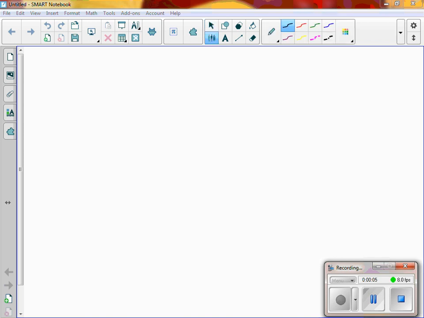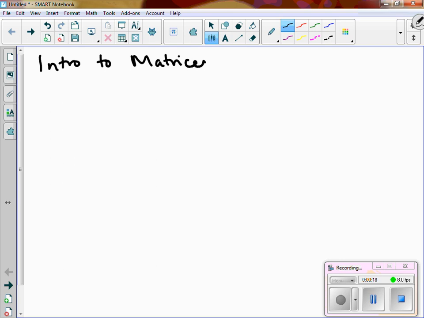Matrices are an important part of math in that they can solve systems of equations, and they can also work with geometry in terms of reflections and rotations and all of that good stuff. But before we get into that, you first need to know what a matrix is, how it's defined, and all of that good information.